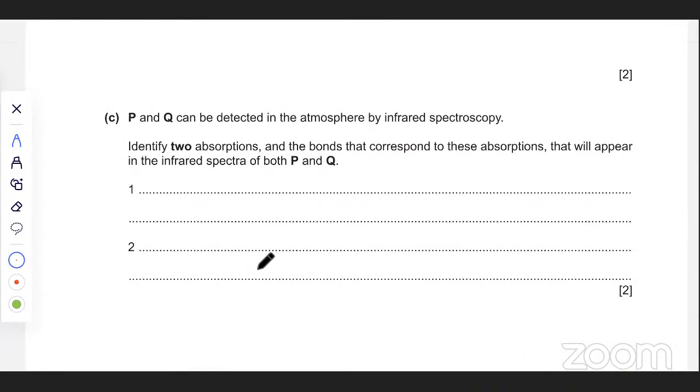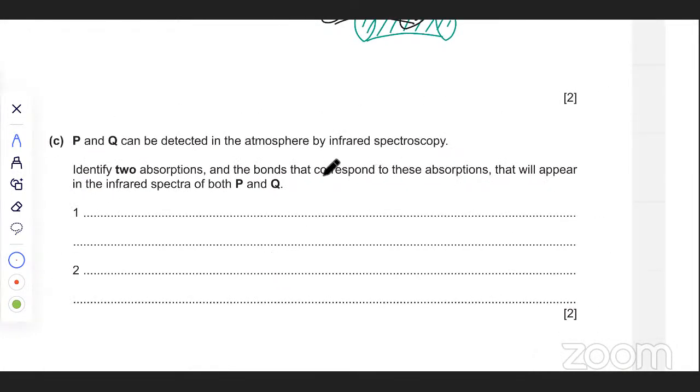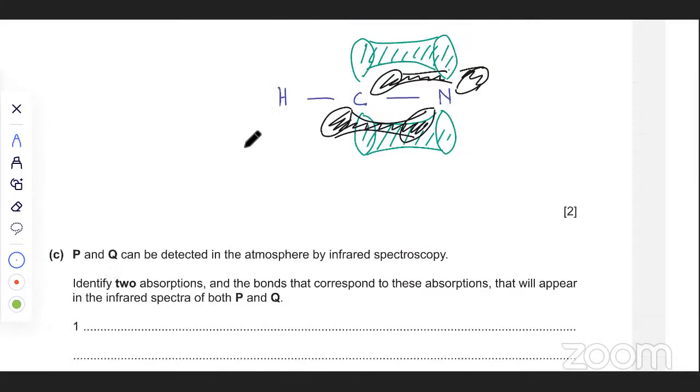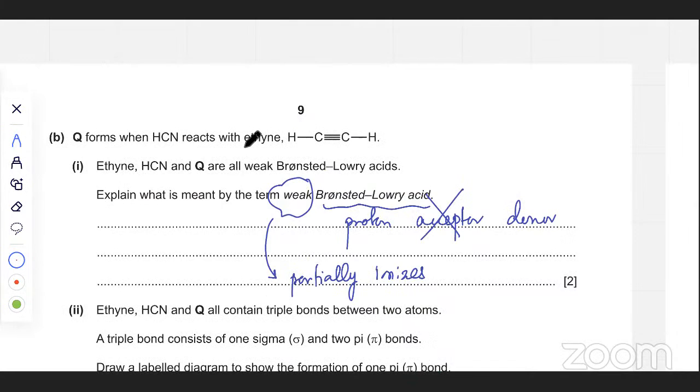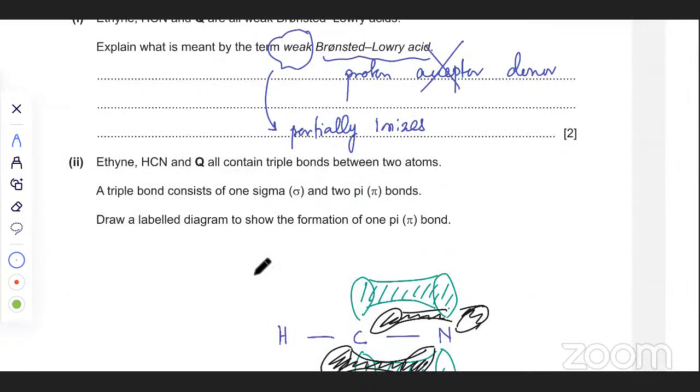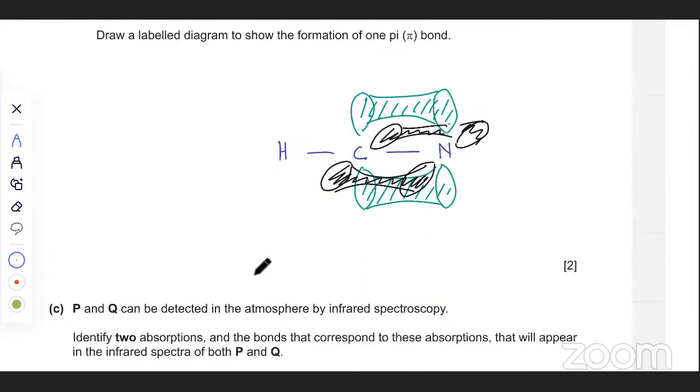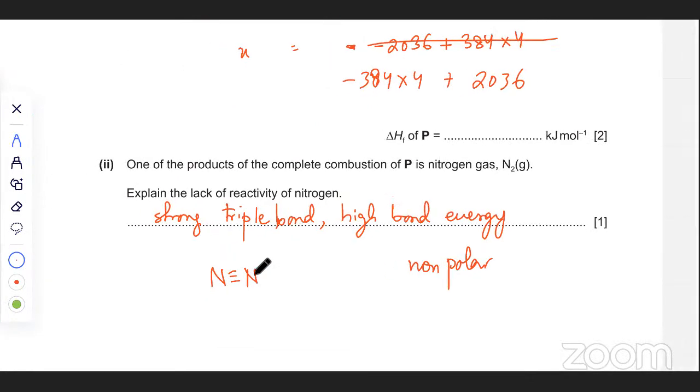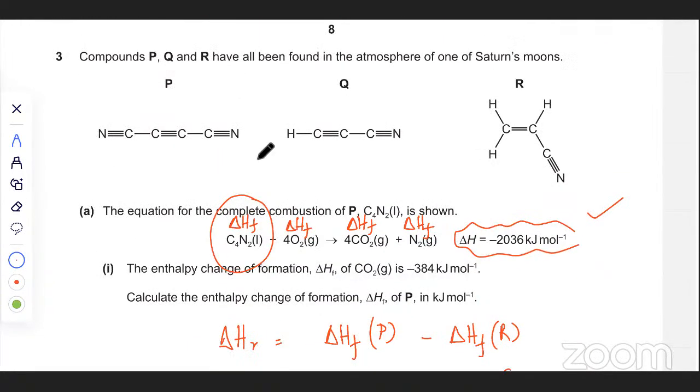This one is saying identify two absorptions and the bonds that correspond to these that will appear in the infrared. So P and Q can be detected in the atmosphere by infrared spectroscopy. So what were P and Q? Okay, these are P and Q. Both of them have triple bonds, and both of them have C triple bond N as well. So he's saying they can be identified from infrared spectroscopy.